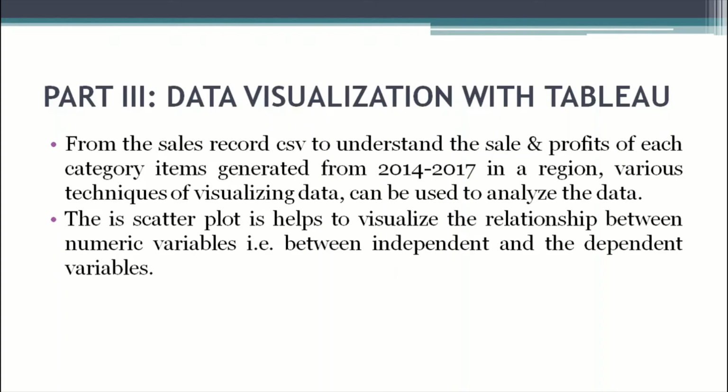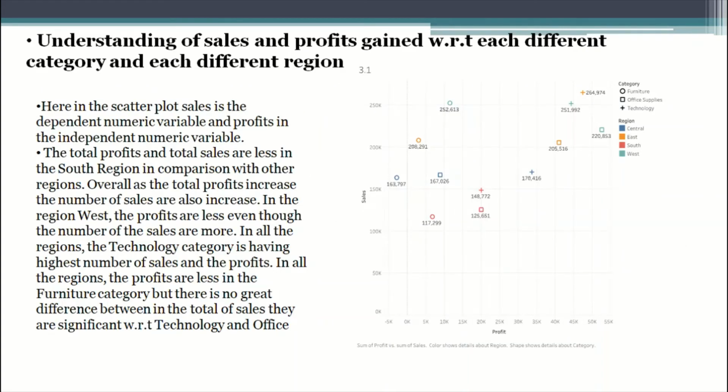A scatter plot helps to visualize the relationship between numeric variables, the relationship between the independent and dependent variables. Here, to understand the total number of sales and profit gained with respect to each region, in the scatter plot the regions are associated with different colors and categories are associated with different shades. And this is a graph which shows the association between region, category, and the total number of sales.